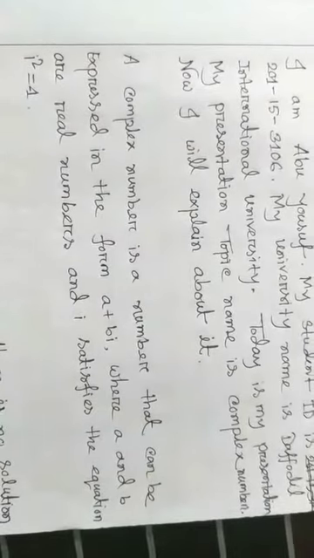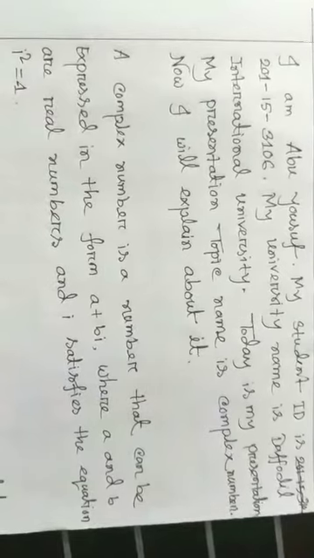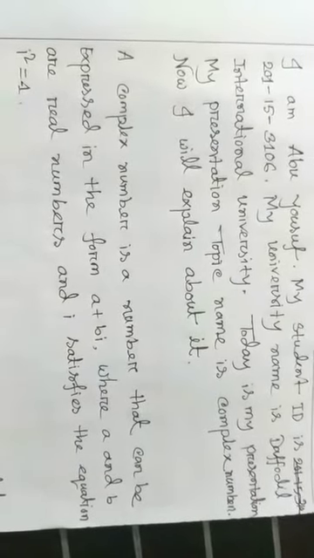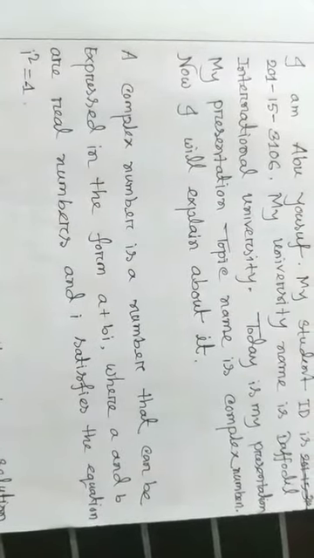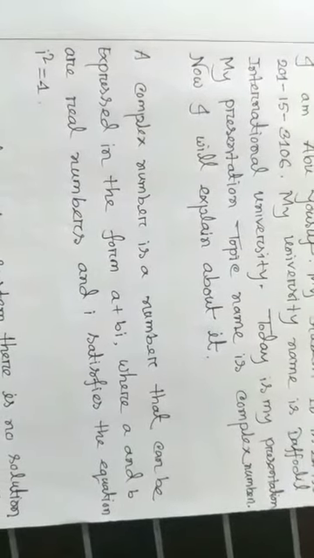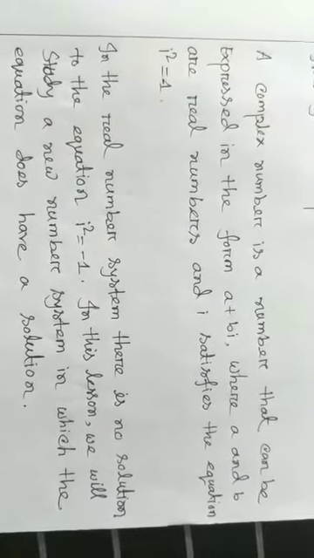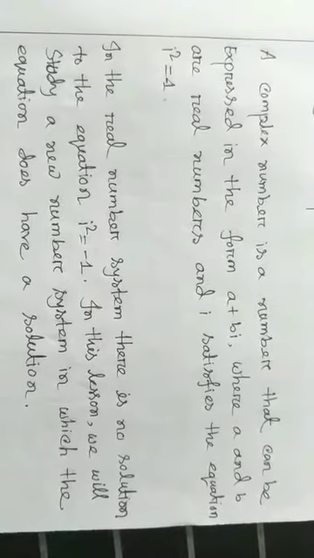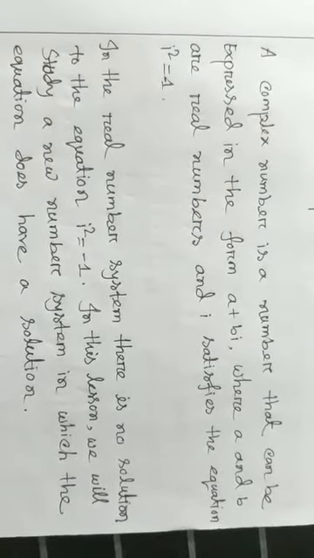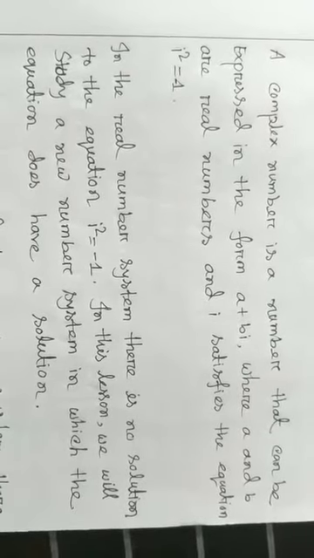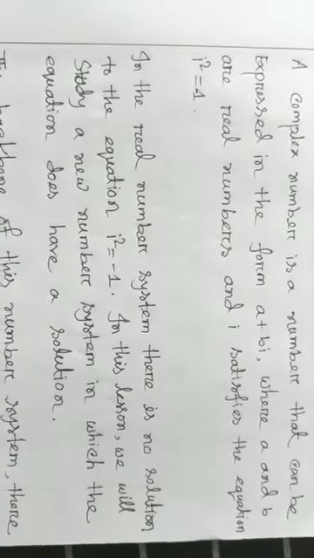A complex number is a number that can be expressed in the form a plus bi, where a and b are real numbers and i satisfies the equation i squared equals minus 1. In the real number system, there is no solution to the equation i squared equals minus 1. In this lesson, we will study a new number system in which the equation does have a solution.